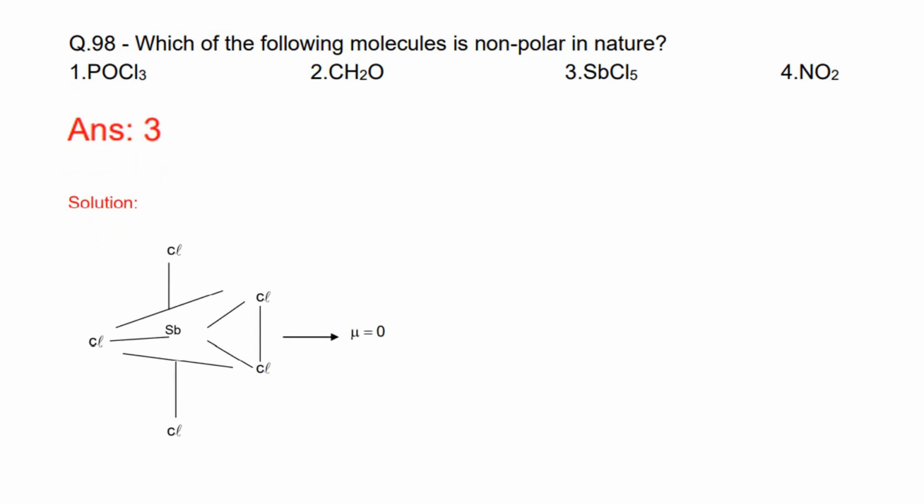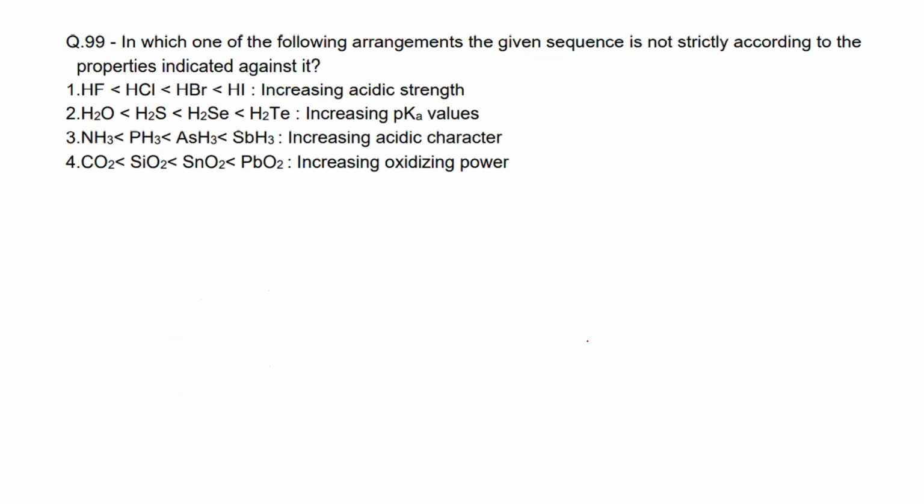And in POCl3, that is sp3 hybridization, but different atoms are in bond. So phosphorus-oxygen and phosphorus-chlorine, 2 different bonds are there, so their mu is not equal to 0. And in HCHO, we know that it is having polarity. And in NO2 also, we know that it is having polarity. So SbCl5 is not having polarity, so no dipole moment for it. So for 98, option 3 is the correct answer. And next, question number 99.